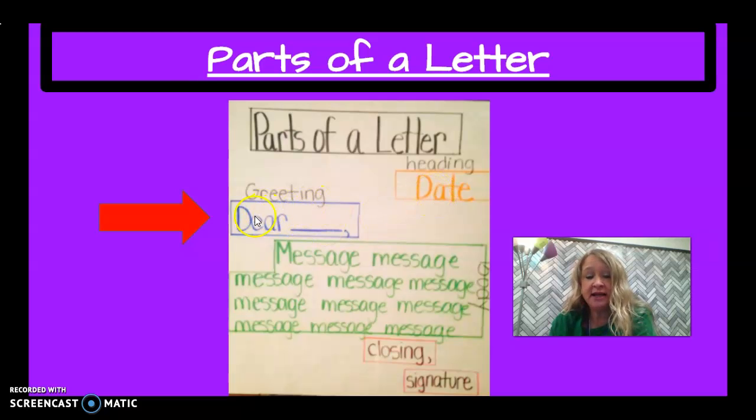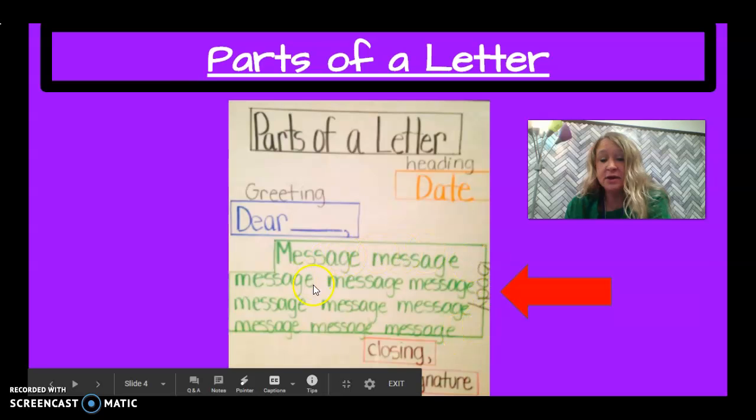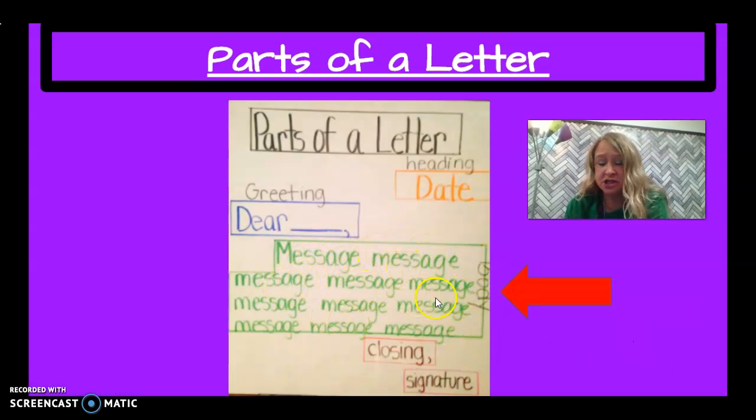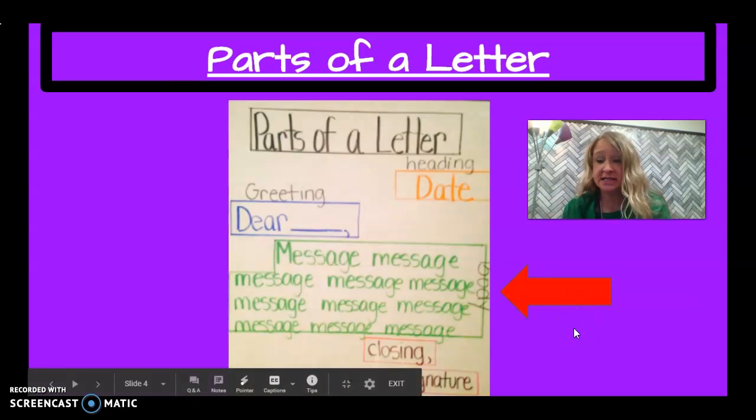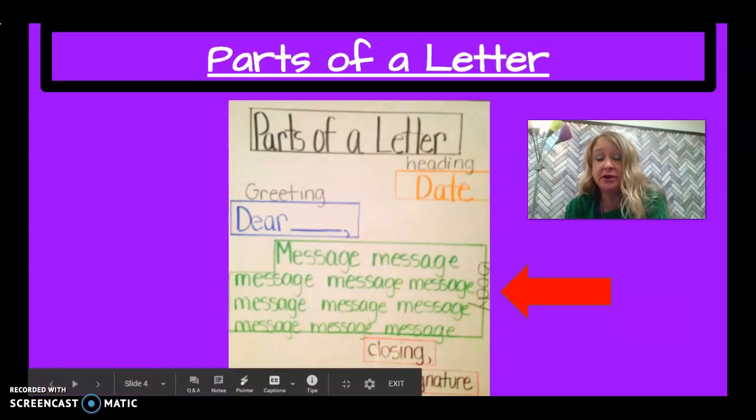So after the heading, then the greeting, then the next part is called the body. The body is the main message. See how this says message, message, message? These are your sentences in your letter. If you're asking questions, if you're telling them something, if you just want to know how they're doing, you miss them, whatever it is you have to say to that person goes here in the body.